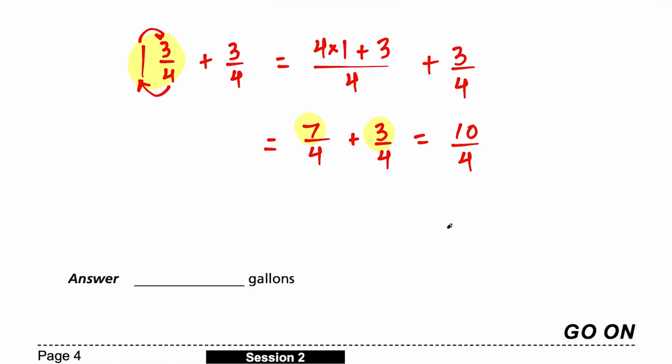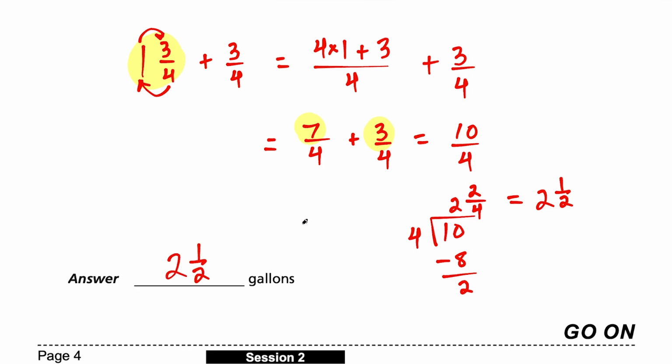Now if I do the long division on the side here, 10 over 4, 4 goes into 10 twice. 2 times 4 is 8, and when I subtract 8, I have a remainder of 2. My remainder goes in the numerator, and my divisor goes in the denominator. And 2 2/4 simplifies to 2 1/2. So either way, I get 2 1/2 gallons. That's our solution to this question.